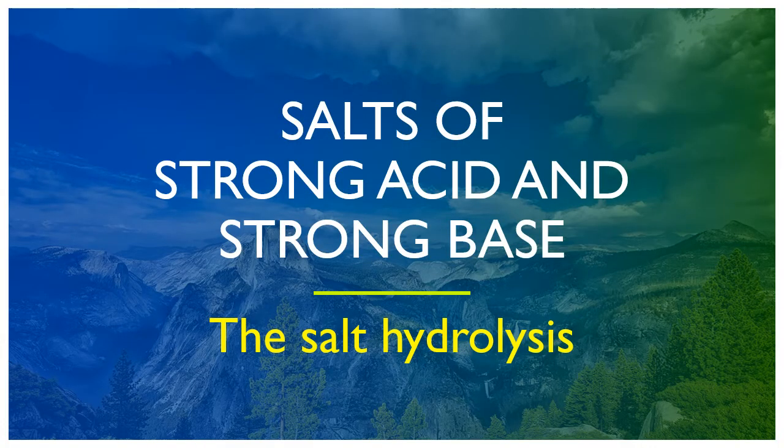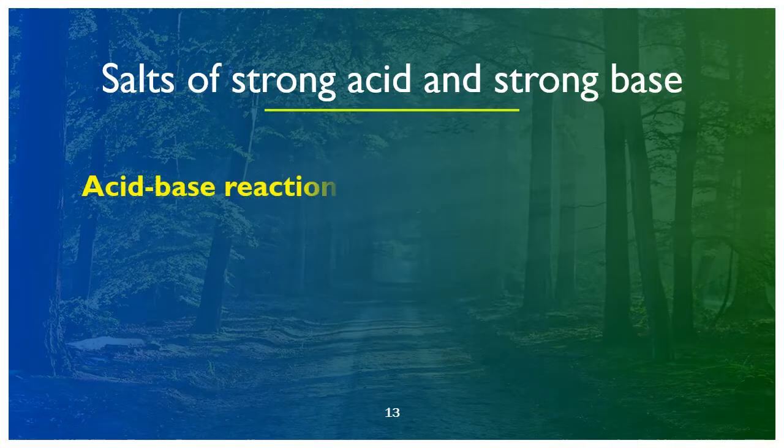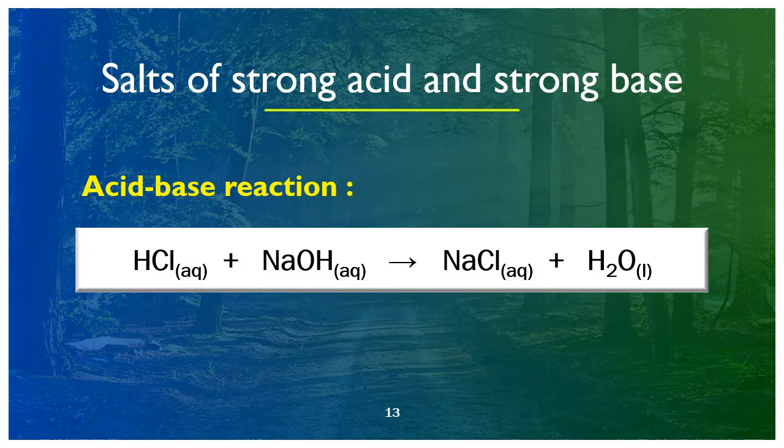Now, let's discuss how to classify the salt into neutral, acidic, or basic solution through the salt hydrolysis reaction. Let's take a look at the first reaction, which involves strong acid and strong base. For a reaction between a strong acid and a strong base, for example, the reaction between hydrogen chloride and sodium hydroxide will produce sodium chloride salt and water.